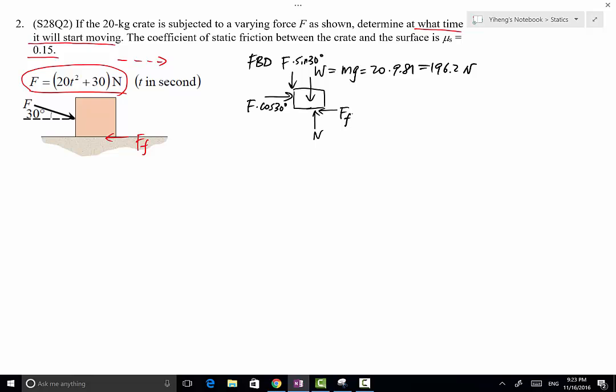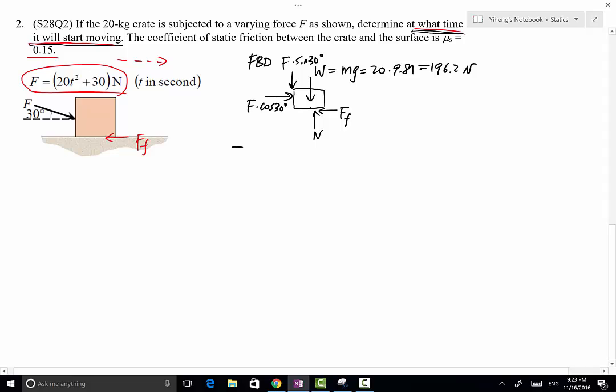So when we're trying to solve for this moment, this is when the static equilibrium equations still apply. After this moment, after the box starts to move, after the box has acceleration, then static equilibrium equations will no longer apply. But at this instant, the static equations still apply.